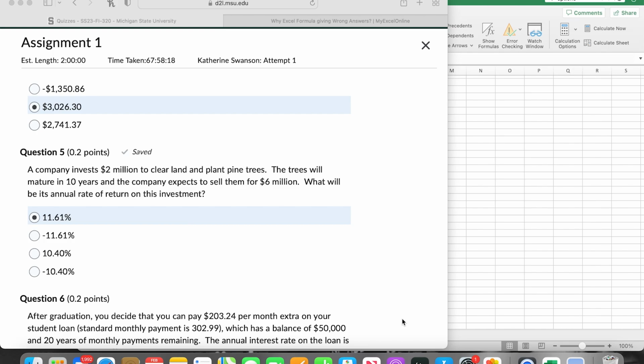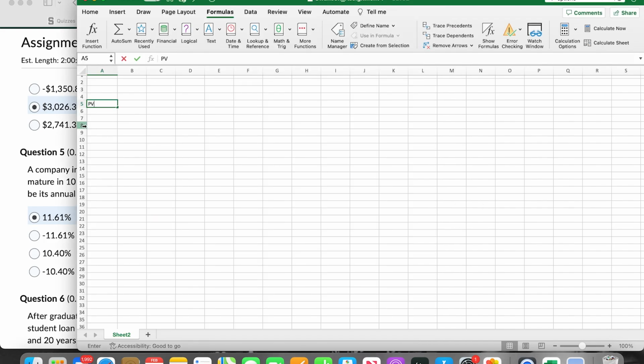Company invests $2 million to clear land and plant pine trees. The trees will mature in 10 years, and the company expects to sell them for $6 million. What will be its annual rate of return on this investment? So this question is actually quite simple. So we're going to look at PV, FV, and number of periods to calculate the rate.